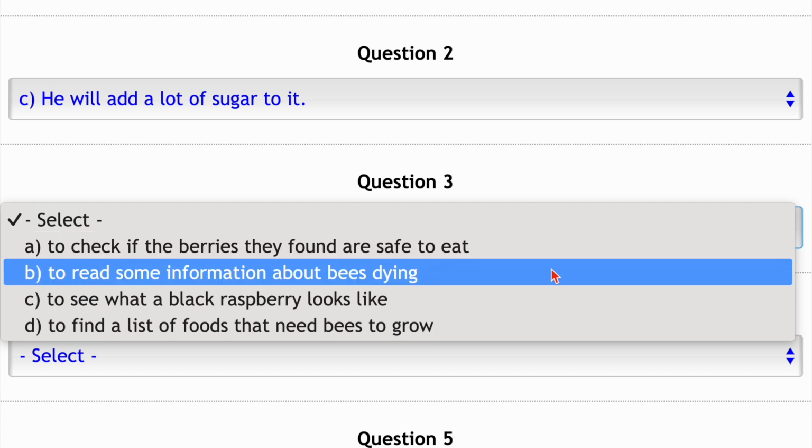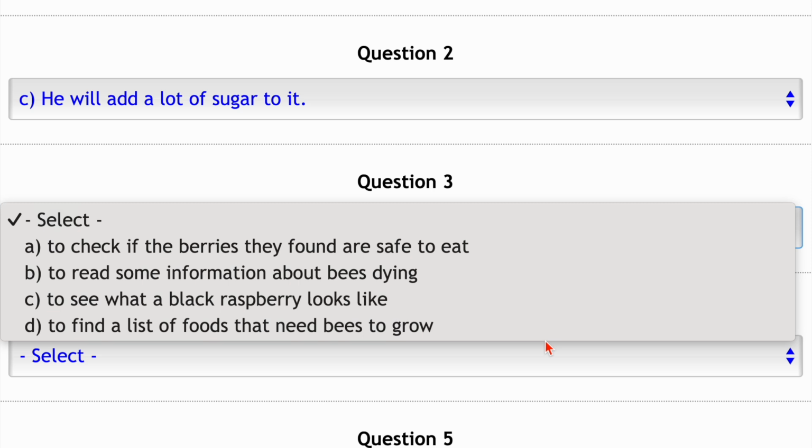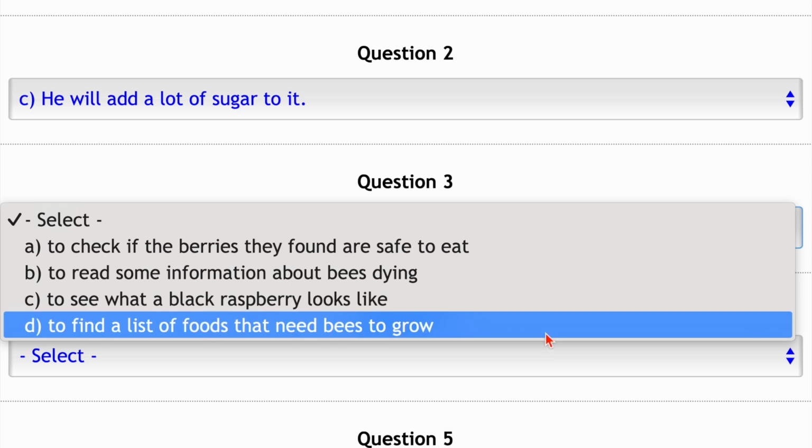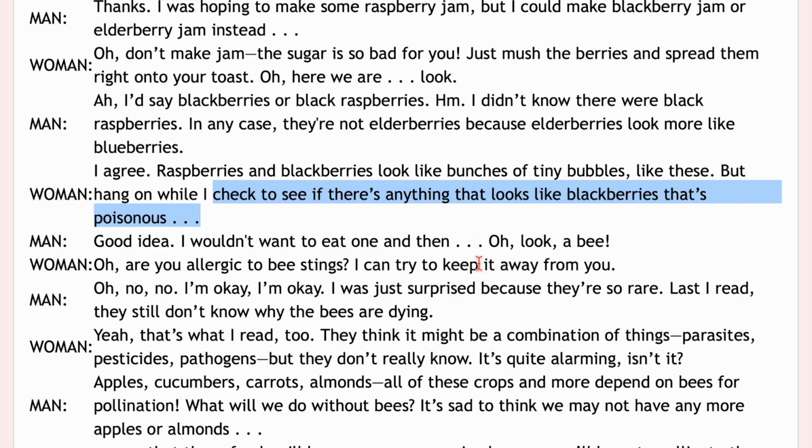To read some information about bees dying, to see what a black raspberry looks like, to find a list of foods that need bees to grow, okay? They do talk about that over here.